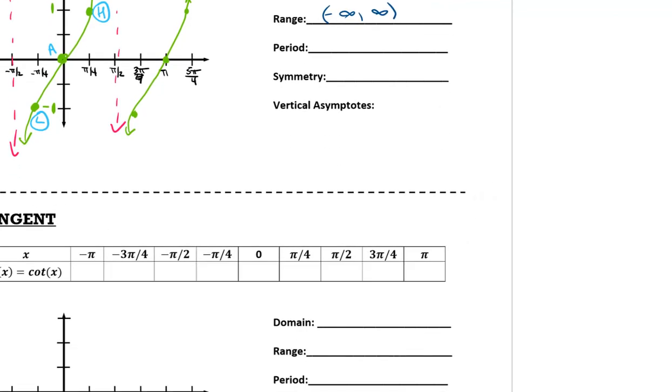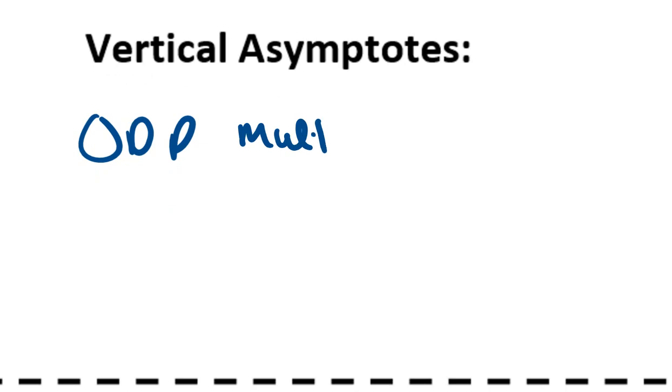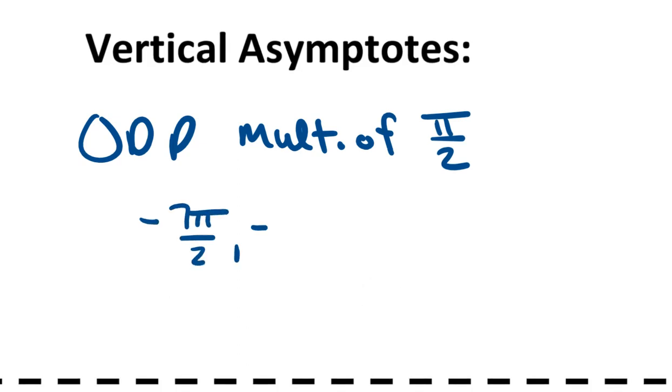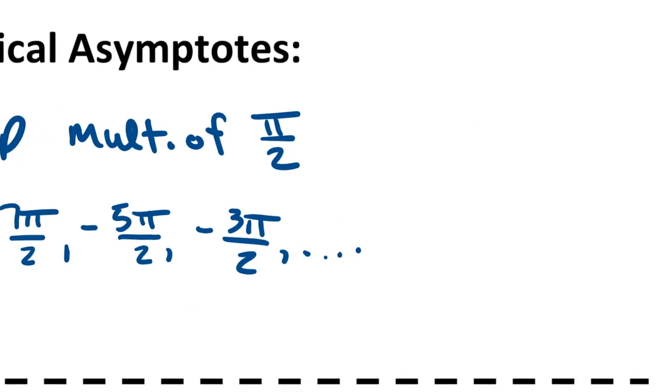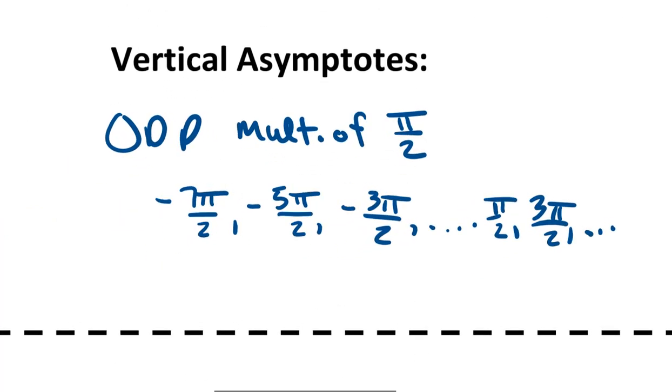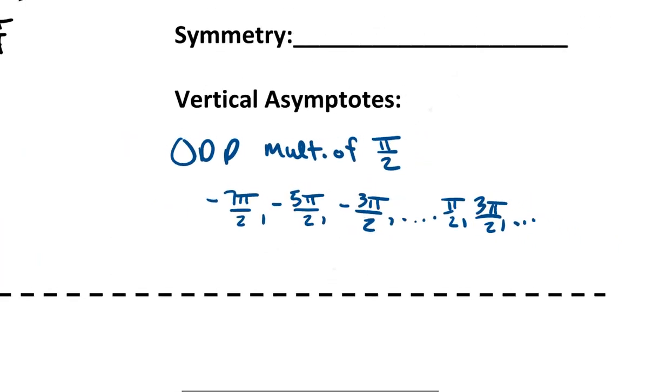So remember the vertical asymptotes, they were at odd multiples. So let's write that down: odd multiples of pi over 2. And if you need to, so that you remember, you can write like negative 7 pi over 2, negative 5 pi over 2, negative 3 pi over 2, and then positive pi over 2, 3 pi over 2, and so on. You can have that pattern there if that helps you remember that. And this is, again, for the parent function.